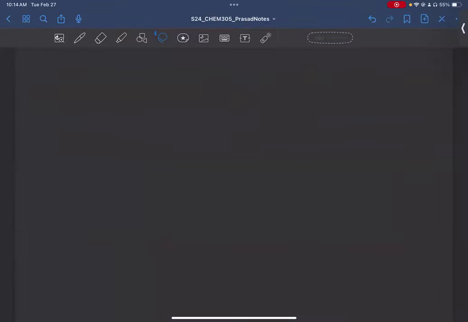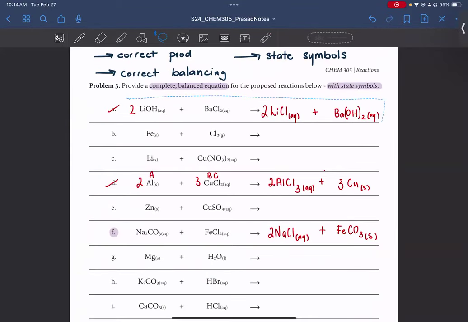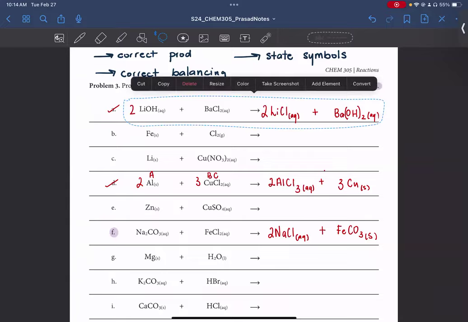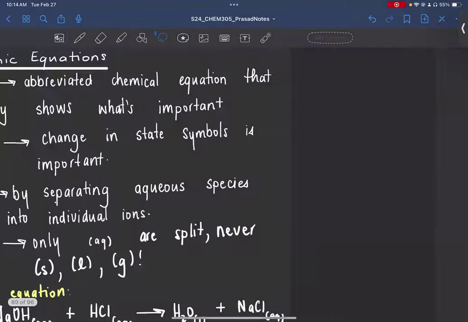Oh, that was a problem. Yeah, okay, let me take a screenshot of it. That's such an idiot. Take screenshot. Yeah. Whoops.